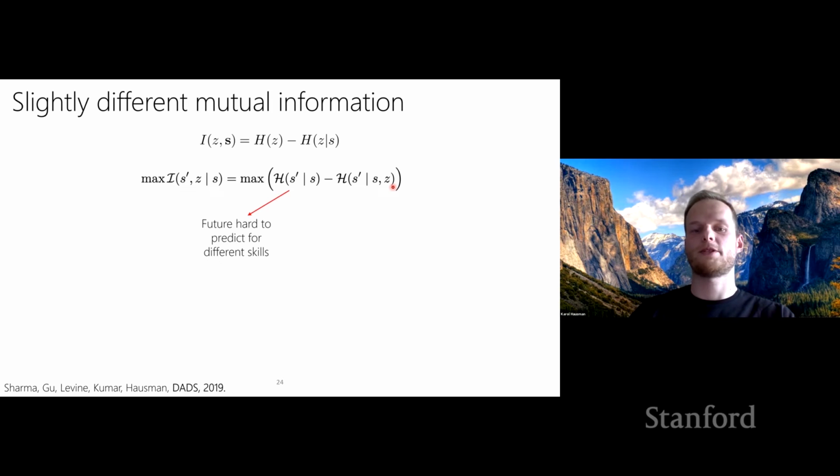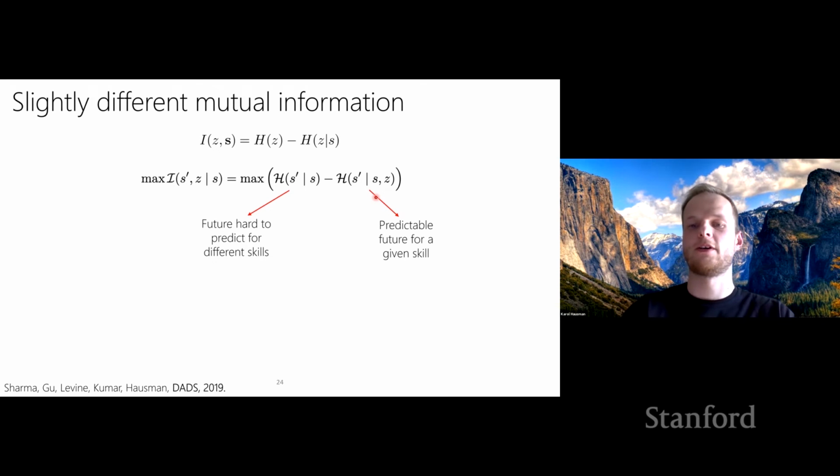So the first term corresponds to a future that is very hard to predict for many different skills. So if we don't know what skill you're performing, if you start at a certain state S, it will be very hard to guess which state you're going to go to next. So we don't know what skill you're performing, it's very tricky to tell what's going to happen. But as soon as we know what Z is, it should be very predictable. It should be very easy to tell which state you're going to end up in for a given skill.